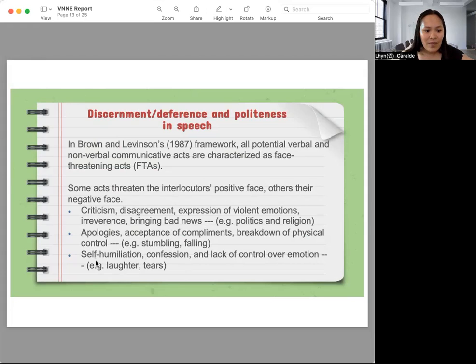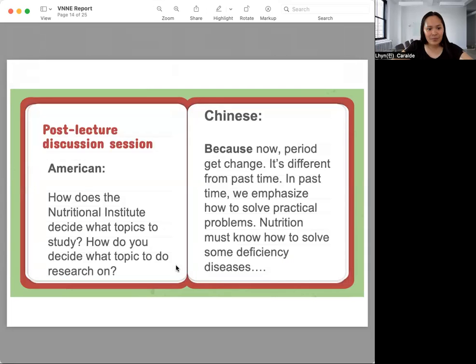And then self-humiliation, confession, and lack of control over emotion, and these are laughter or tears. So those are the way that we speak, or according to how we react, or what facial expressions that we have.